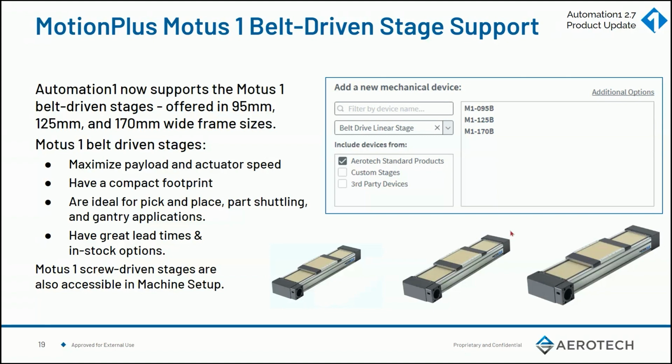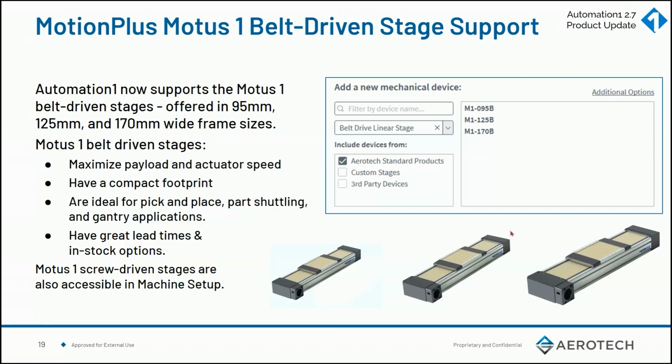The Modus 1 belt-driven stages are unique in that they maximize your payload and actuator speed. They do have a compact footprint. They are ideal for pick-and-place part shuttling and gantry type applications. They have great lead times and in-stock options.